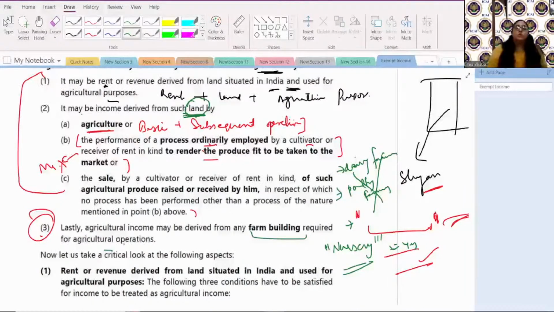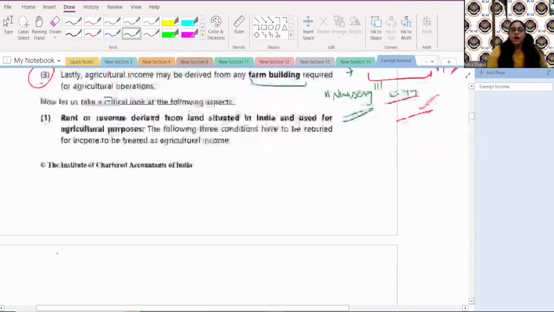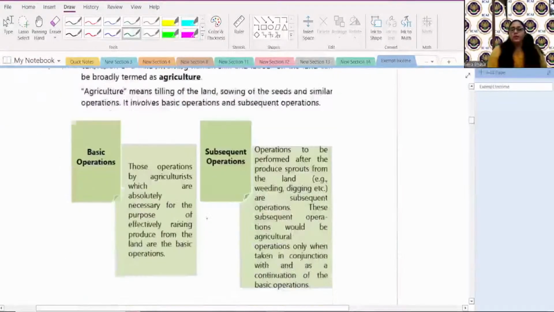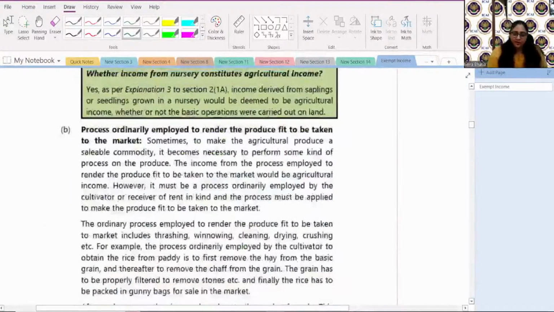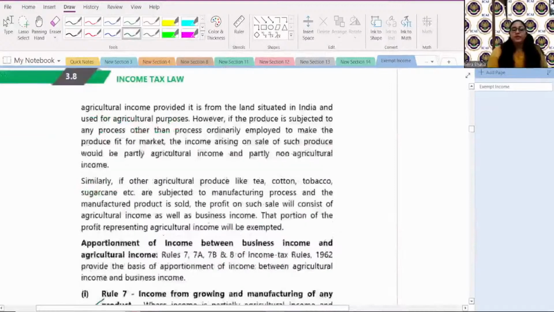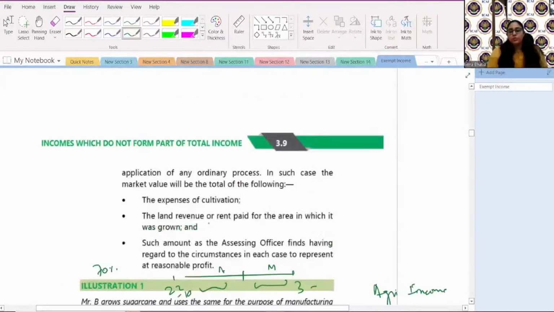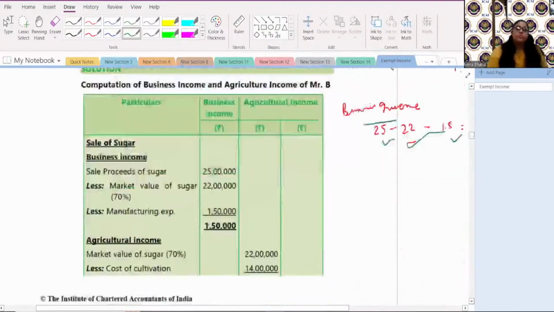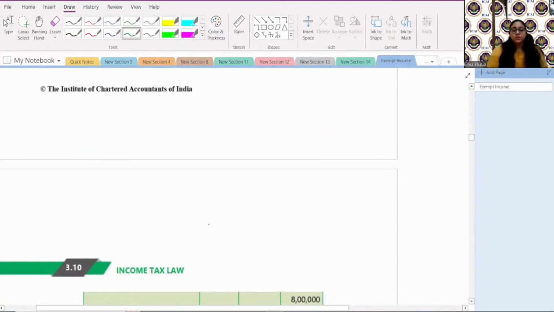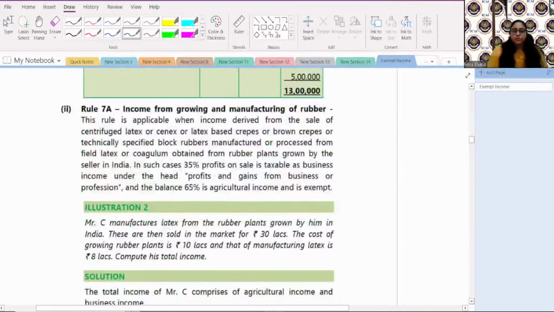Clear? Now, all this definition, students, parts 1, 2, 3 are explained in detail one by one in your module. You can read it. We have done everything in detail, covering how the business income is involved, what are necessary operations, what are subsequent operations, what are operations which are required to bring the product into the market. Please do give a read to it.